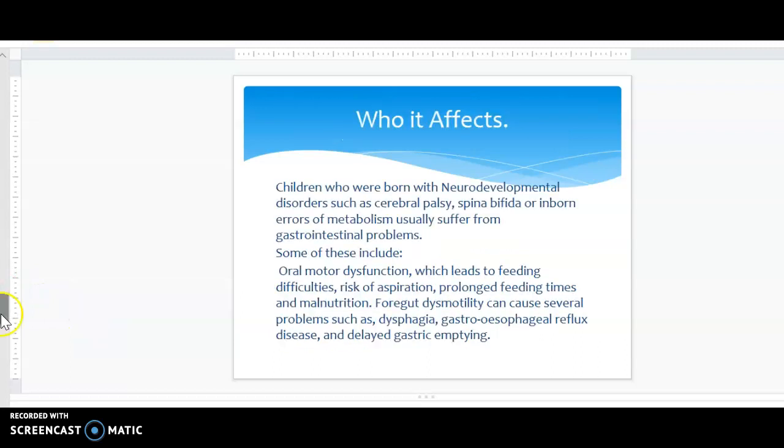Who does it affect? Children who were born with neurodevelopmental disorders such as cerebral palsy, spina bifida, or inborn errors of metabolism usually suffer from gastrointestinal problems. Some of these include oral motor dysfunction, which leads to feeding difficulties, risk of aspiration, or prolonged feeding times, and malnutrition. Foregut dysmotility can cause several problems such as dysphagia, gastroesophageal reflux disease, and delayed gastric emptying.